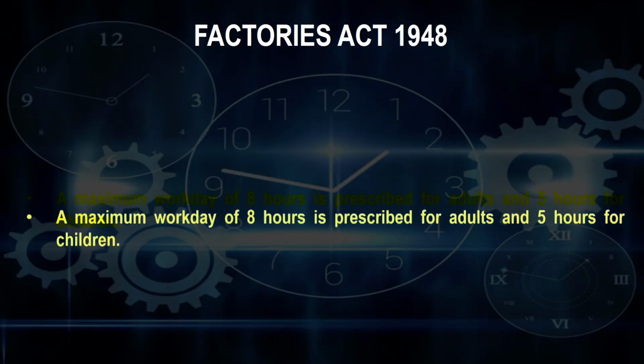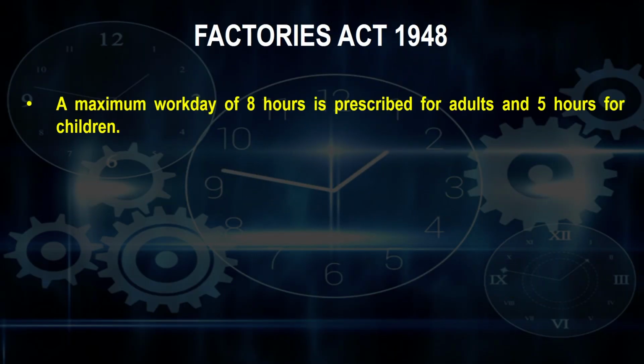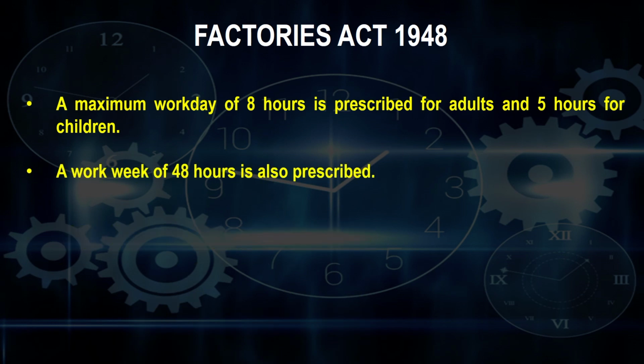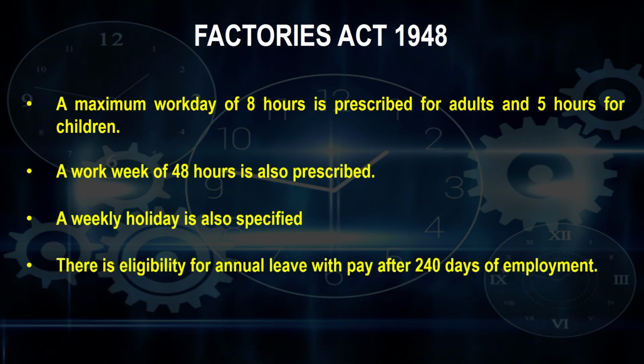Periodically, the Chief Inspector of Factories and his staff have to approve the safety measures in the plant, including proper ventilation for the fumes, gases, and protective equipment for eyes and ears wherever necessary. As per this act, a maximum work day of 8 hours is prescribed for adults and 5 hours for children. A work week of 48 hours, that means 6 days in a week, is also prescribed. A weekly holiday is also specified. There is eligibility for annual leave with pay after 240 days of employment.